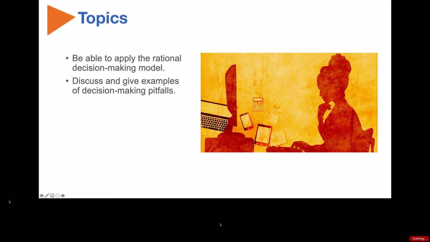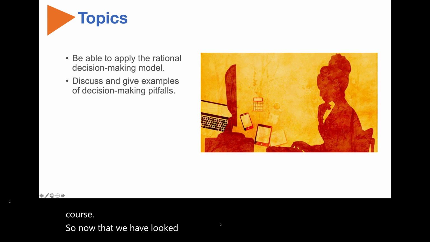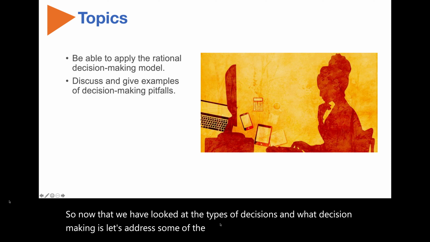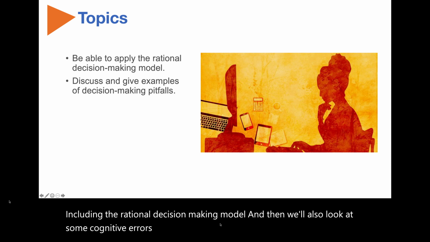Here we are with part 2 of our How to Make Great Decisions chapter for our Human Relations course. So now that we've looked at the types of decisions and what decision making is, let's address some of the models we can use to make decisions, including the rational decision making model, and then we'll also look at some cognitive errors or pitfalls in decision making.